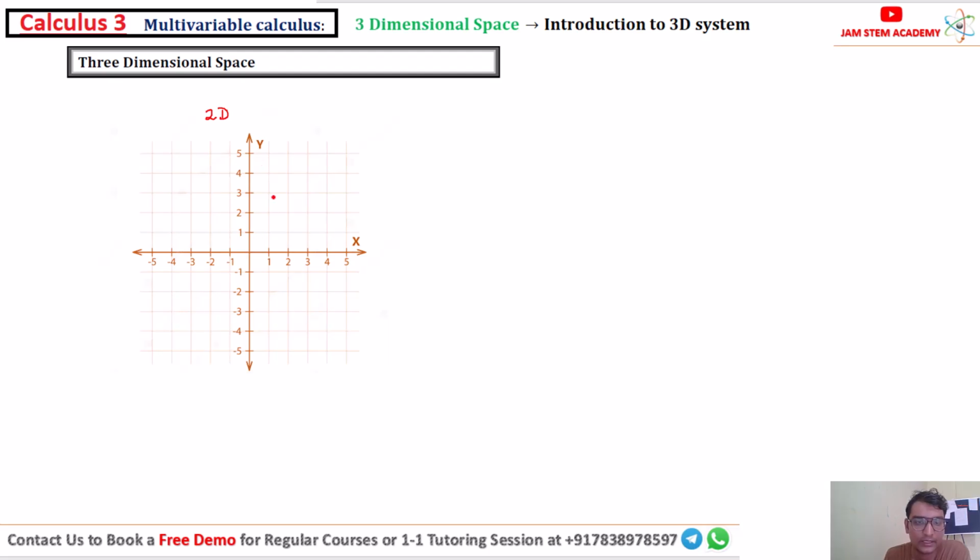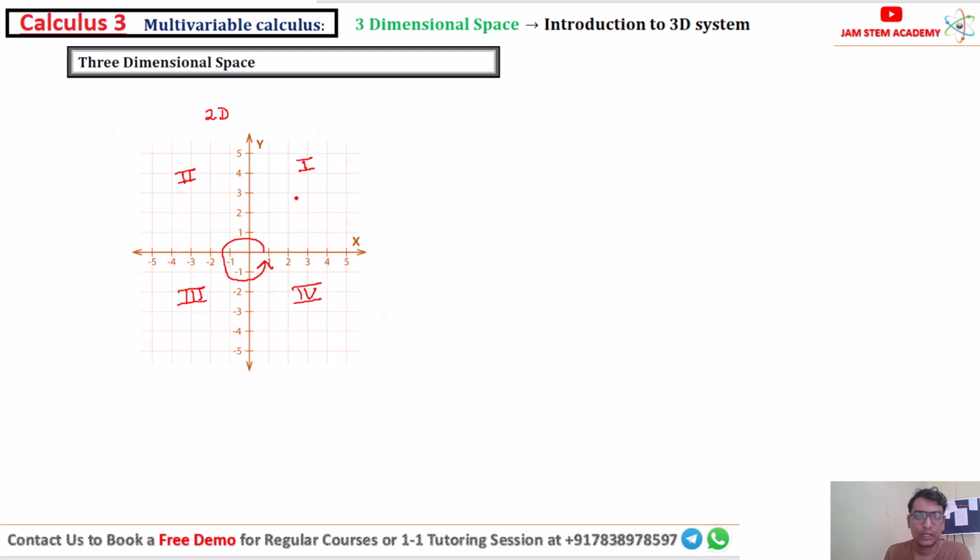For two-dimensional system, we have these x-axis, y-axis, which divide the plane in four parts, right? We call them quadrants. This is your first quadrant, and we always move in anti-clockwise direction because anti-clockwise direction is considered as the positive direction actually. Okay, so this is first, this is second, this is third, and fourth quadrant, right? So we get quadrants in this.